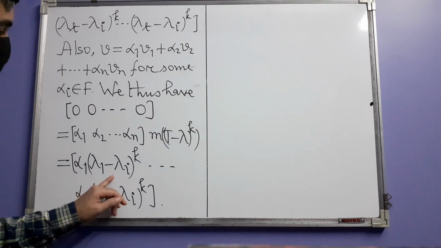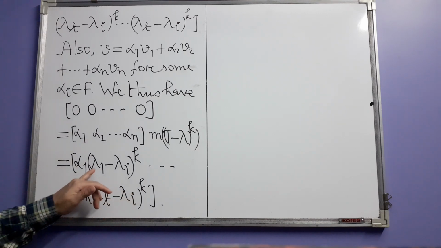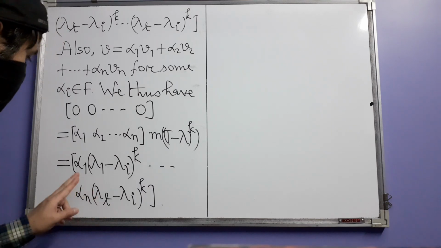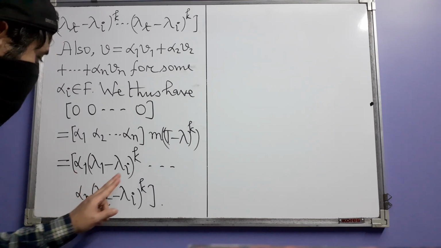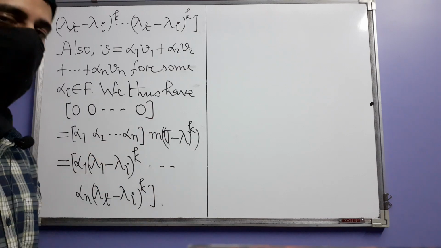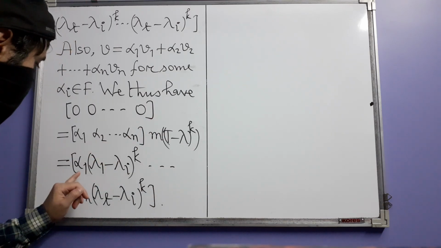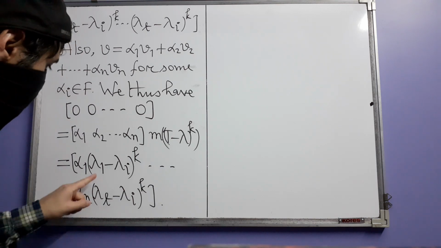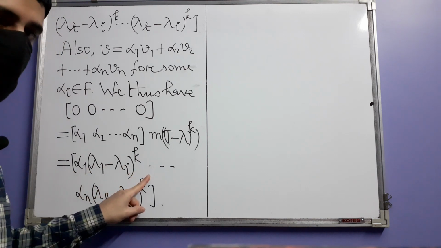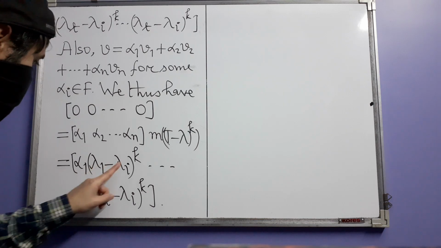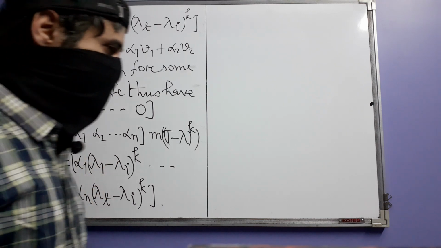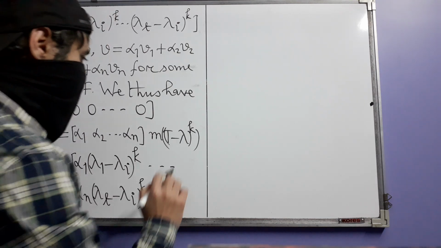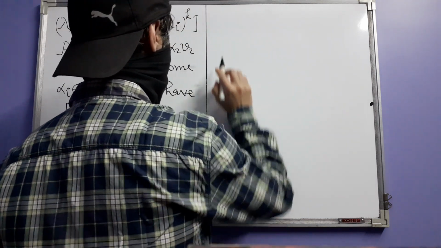And what does that tell us? For example, say lambda 1 is not equal to lambda I. Then what does this element being 0 tell us? It tells us that alpha 1 has to be equal to 0. Why? Because this is not 0, and the product is 0, so alpha 1 has to be 0 because we are in a field. A field is an integral domain. So we can write like this.